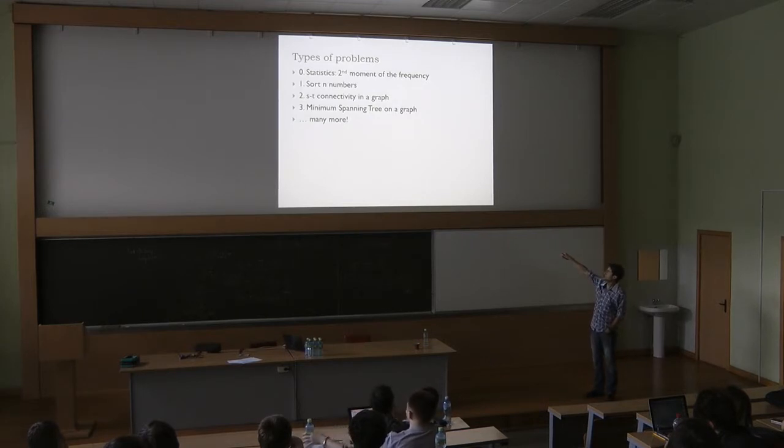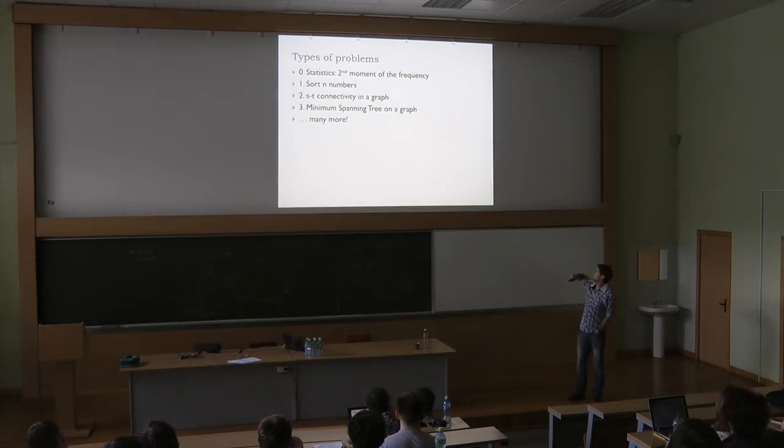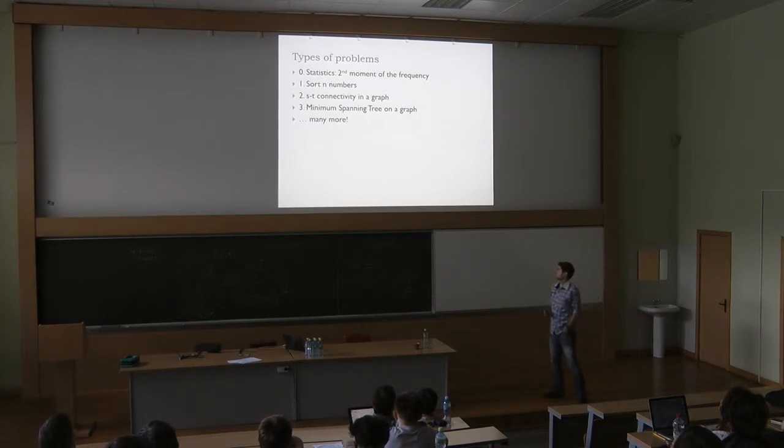So I'll just briefly, this is why it's 0, right? Briefly again discuss a second moment of the frequency and essentially observe that in this model it is again very simple to compute it, right? And then I'll go into some questions like fundamental sorting, connectivity, meaning spanning tree, in general very many more, but this is something I want to discuss in this lecture.